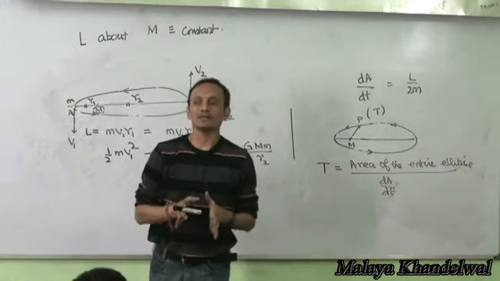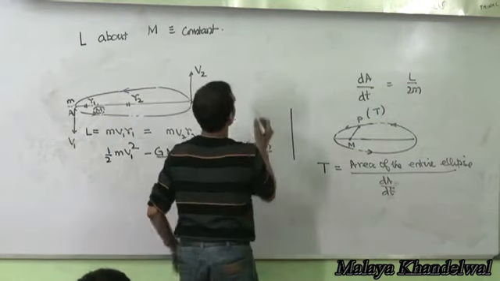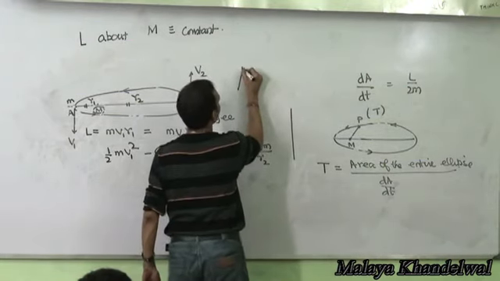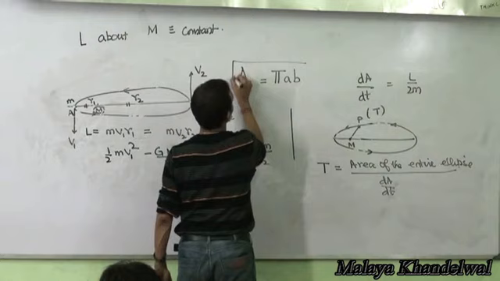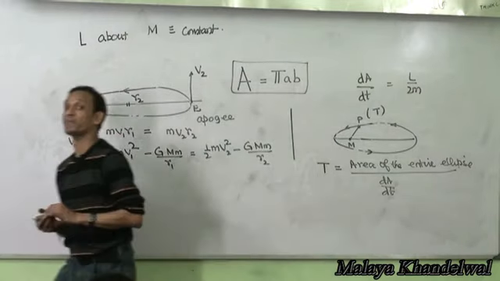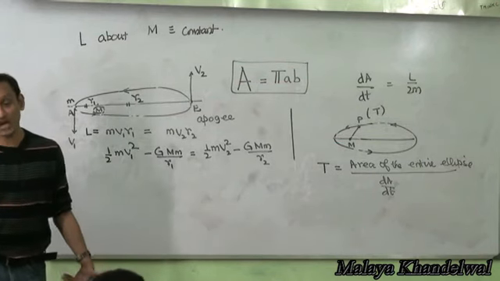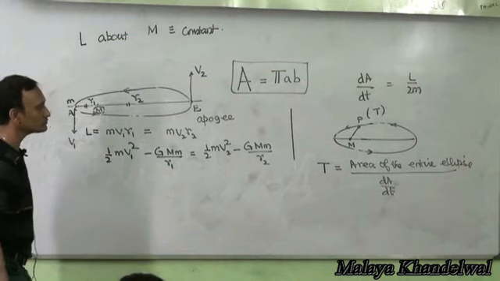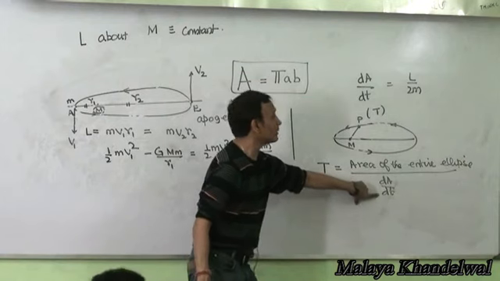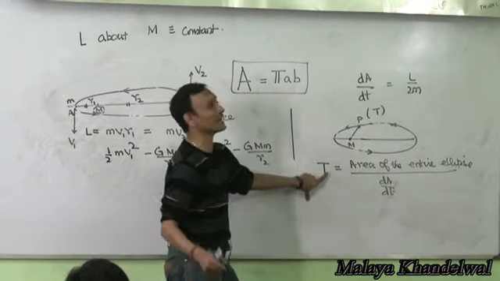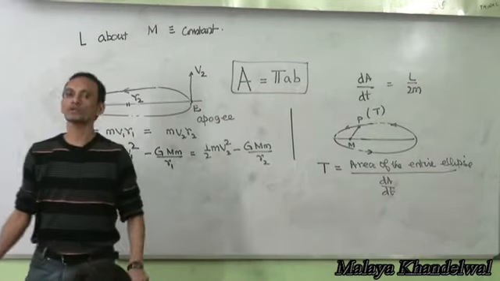Now, again, if small a and small b are the semi-major and semi-minor axes of the ellipse, we can show using integration that the area of an ellipse is pi AB. A is the semi-major axis and B is the semi-minor axis. Then pi AB is the area of the ellipse. So you can replace this area by pi AB, and L by 2m is dA/dt. You will get the time of full revolution around the gravitating mass capital M.